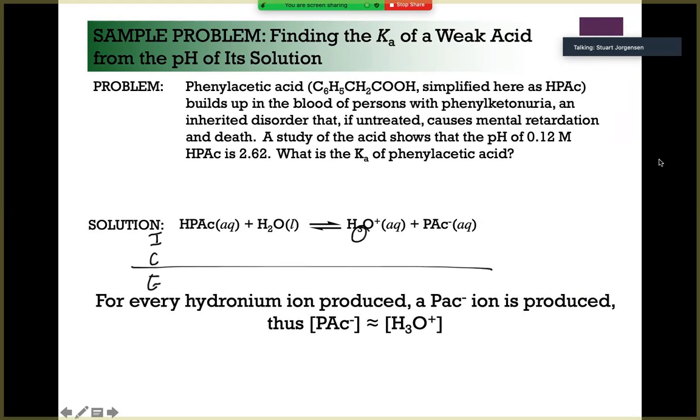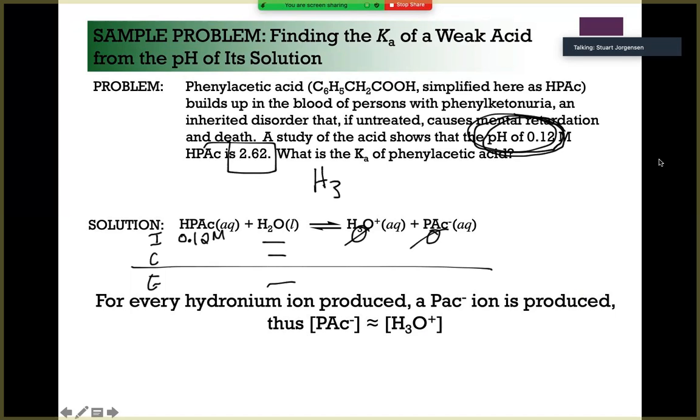Initially, we didn't really have any of these, right? We don't care about the water because it's a pure liquid. It isn't really going to change. We know the initial concentration of our acid was 0.12 molar. And then we know one other piece of information. We know the pH. Well, what is pH? pH is the measure of how many hydronium actually split apart into our solution. Because we put the acid in the beaker, we let it sit, that all split apart, we stuck in our pH probe, and then we measured the pH.